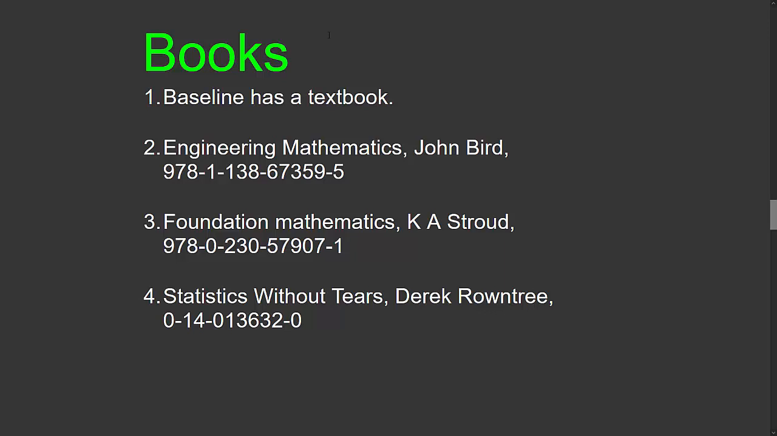Stroud's Foundation Mathematics is a good book, particularly for people who like a lot of detail. There's an awful lot of detail in Stroud. And then Statistics Without Tears, Derek Rowntree's book, that is more for section B on the exam paper, and I'll talk more of that a bit later.